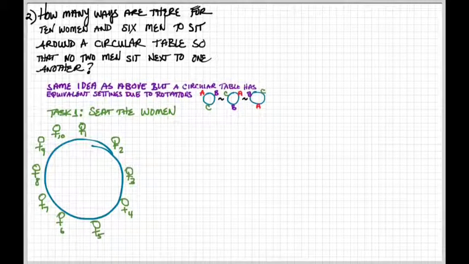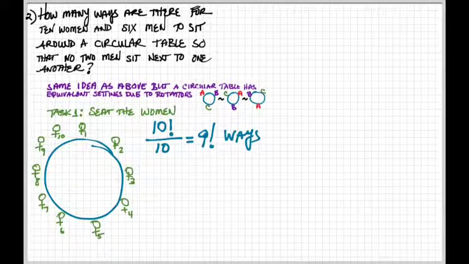So task 1 is to seat the women around the table. We can pretend by putting them at the table in 10 factorial ways, but then any rotation of the table will give us an equivalent arrangement. There are 10 possible rotations, so the number of ways to seat the women around the table is going to be 10 factorial divided by 10, which is a total of 9 factorial ways.